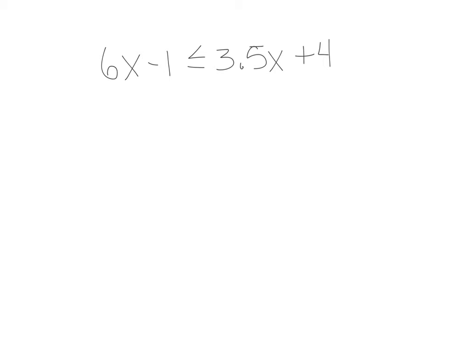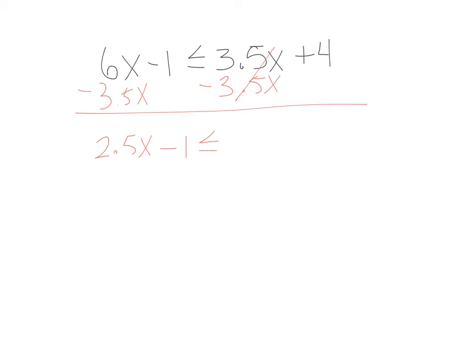Okay, so for this problem, 6x minus 1 is less than or equal to 3.5x plus 4. Again, we have a variable on both sides, so I need to take that variable away from one of the sides. So I'm choosing to get rid of the 3.5x. And when you subtract 6 minus 3.5, you'll get 2.5x minus 1 is less than or equal to 4. We add 1 to both sides.